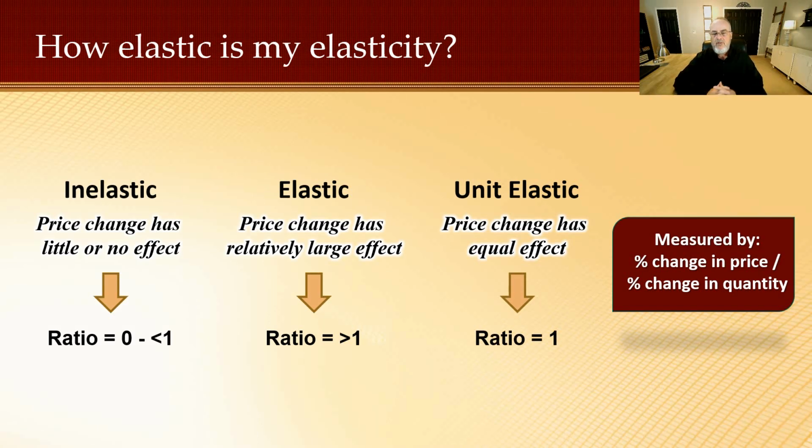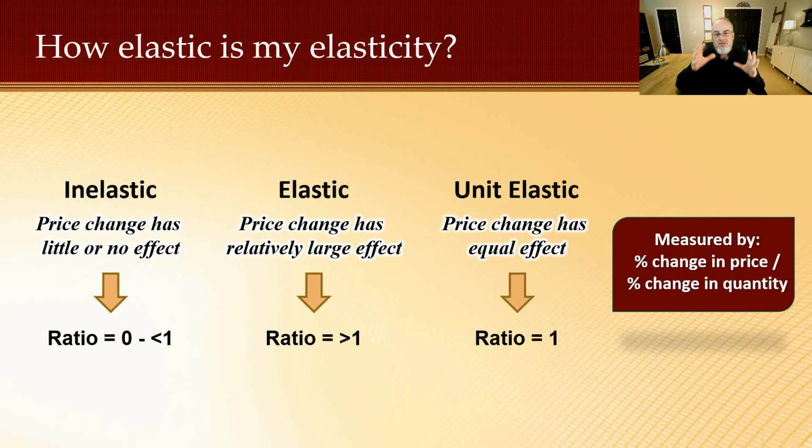So for example, if I raise my price 10% and the quantity that I sell goes down by 5%, the elasticity ratio is 0.5, which would fall in what? In the inelastic range. If on the other hand I lowered my price by 1%, so not a big reduction in my price, but my sales dropped 10%, my ratio is 10, which makes my product very elastic.